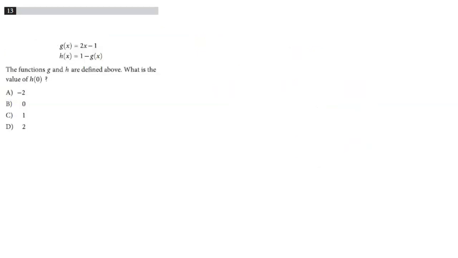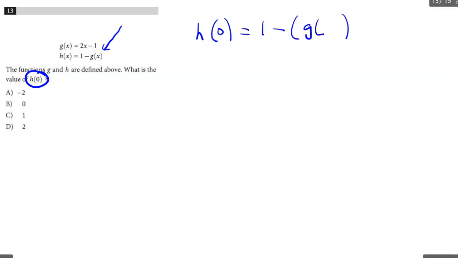Number 13, I have two functions, a g function and h function. Notice that the g function is kind of written into the h function. It says, what is the value of h of 0? So they want me to put 0 in for h. So basically, h of 0 is 1 minus g of x, but I don't know what g of x is. So I need to kind of put g of x right in here.